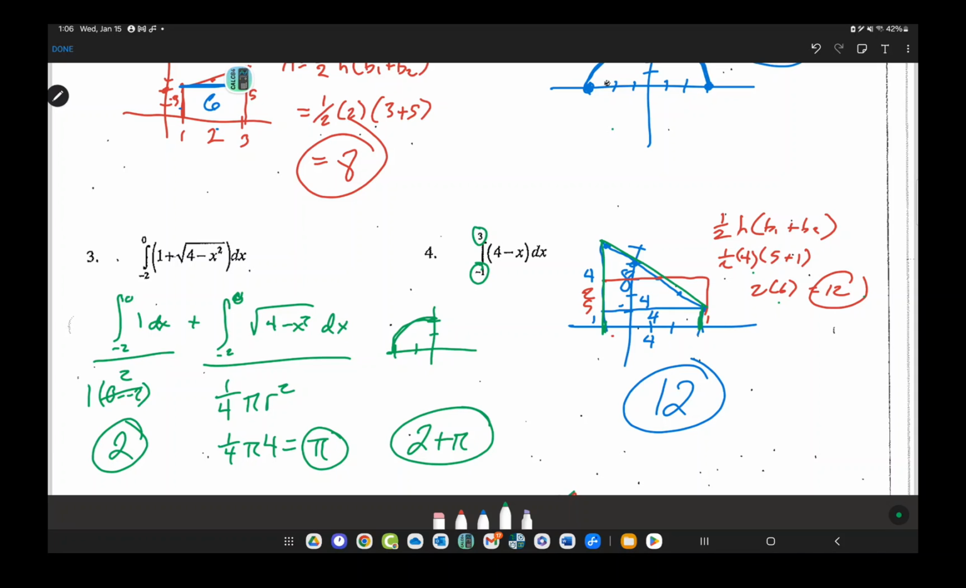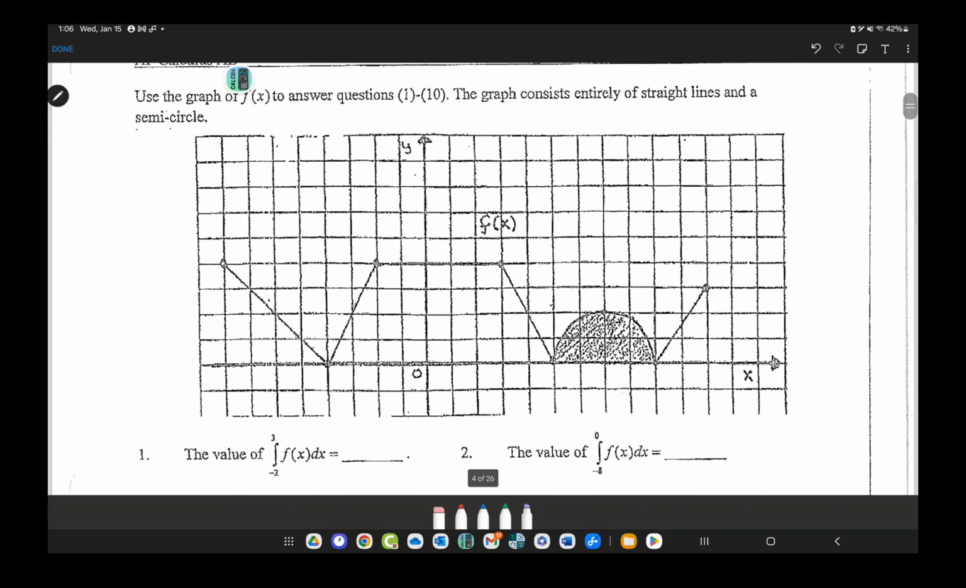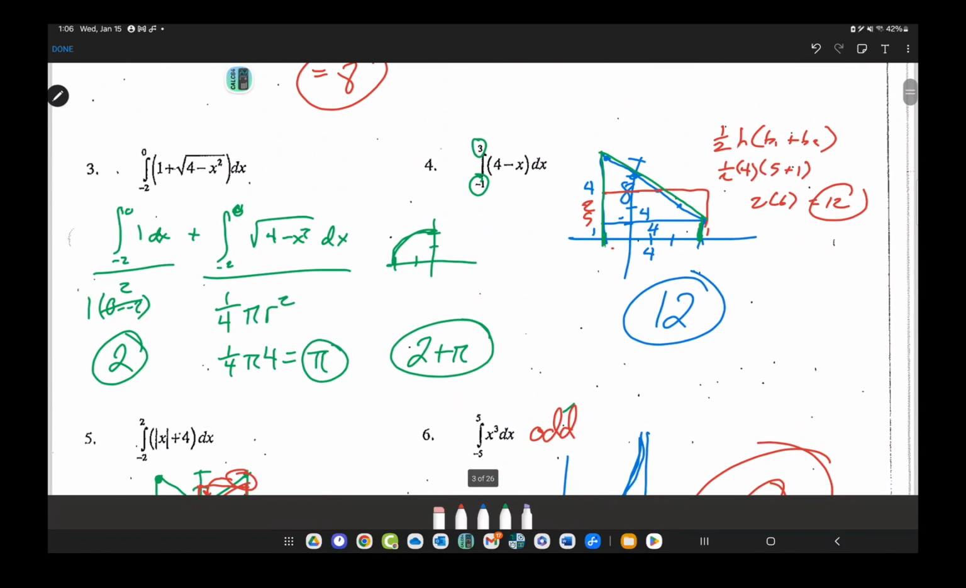So tomorrow we are going to look at finding areas given graphs. I might as well show you this now because it's not that big a deal. In fact, we'll use this one right here to show you how you can do these on a calculator.